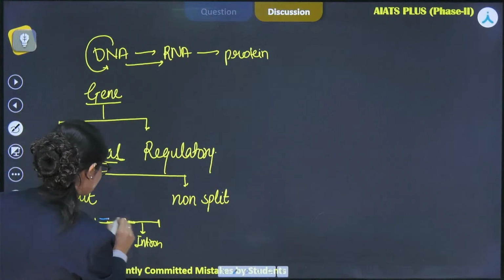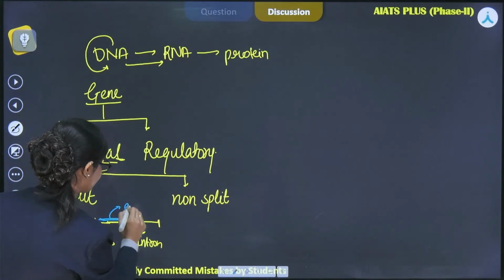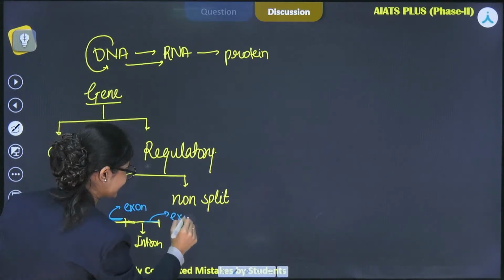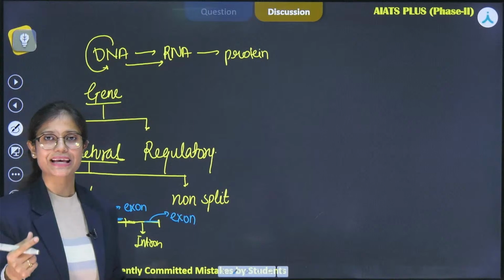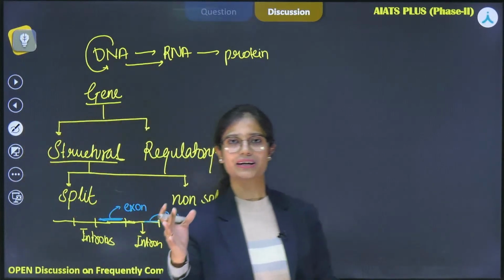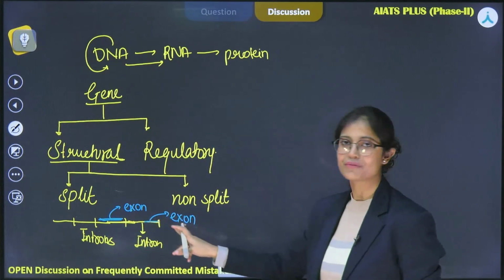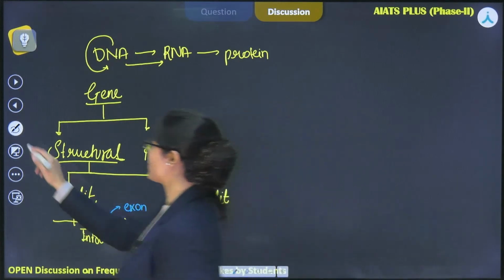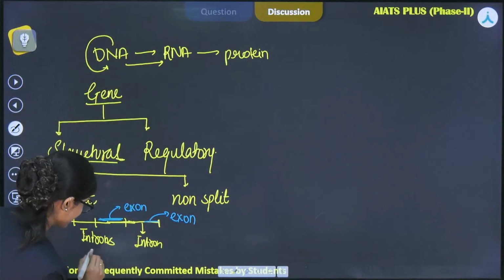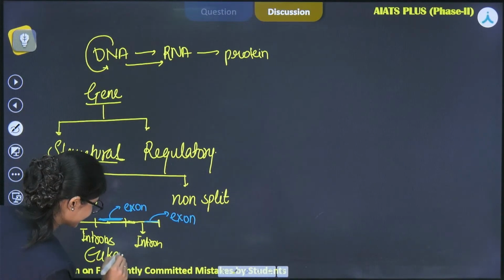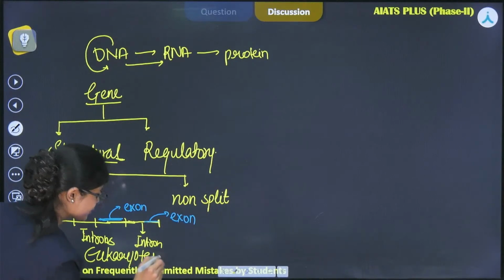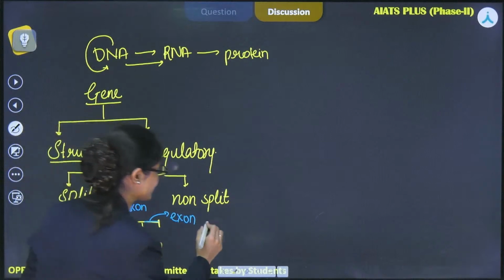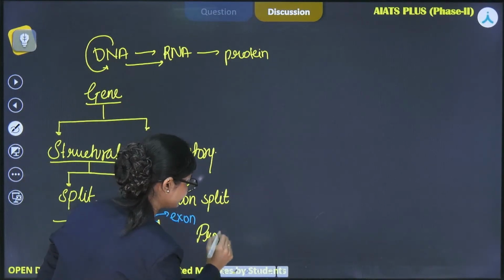Now this region is exon. This region is also exon. These are coding sequences. Exon starts with E. Remember that exon, E, express. That means only the exon region will express. So this is the split arrangement, and this type of arrangement is found in eukaryotes. We have split gene arrangement. If we talk about non-split gene arrangement, it is found in prokaryotes.